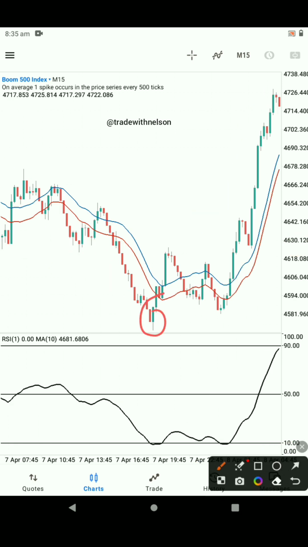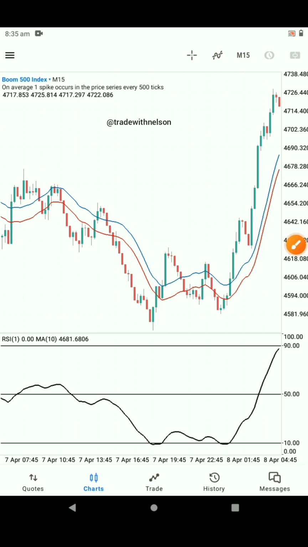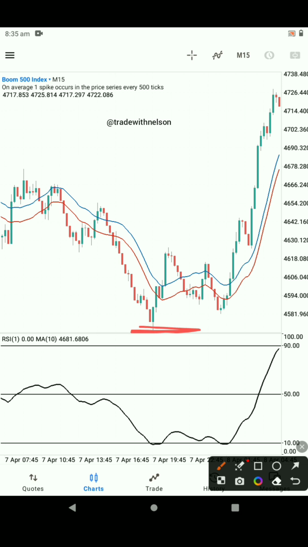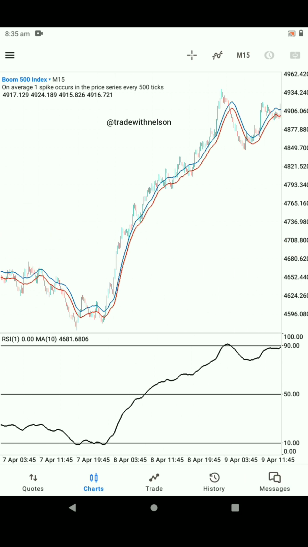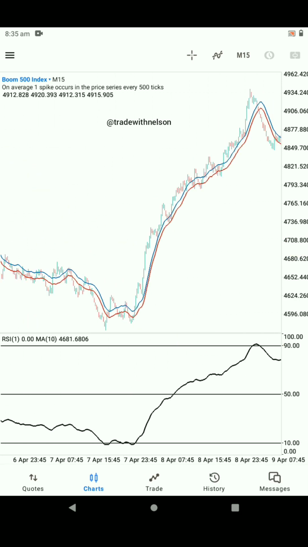You can see at this point, 10 level, spikes to the upside over the envelopes. Enter your buy immediately and put your stop loss below this wick that you see over here. Entry, stop loss, market comes to retest a particular level and then continues to the upside. You can close some of your profits at the 50 level and let the rest run into the 90 level, and then you close all the trade. So that is a buy condition to the upside.